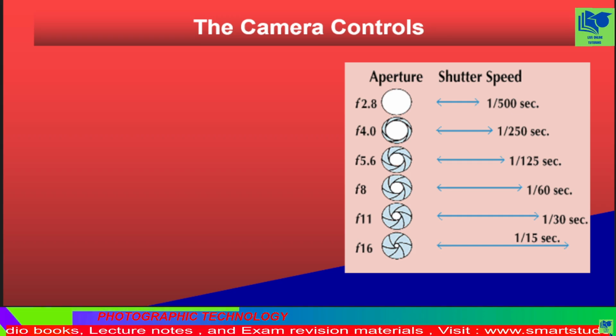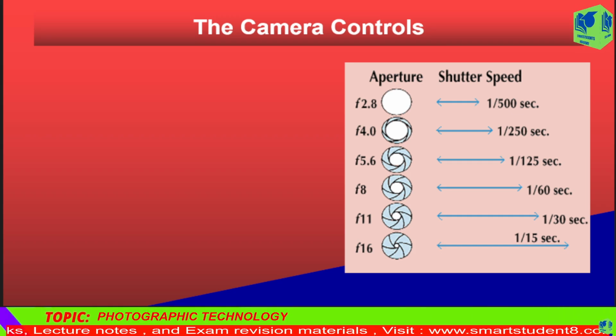We're going to focus on 3 major things: shutter speed, aperture, and film or sensor in digital cameras. Think of these as the building blocks of photography. 1. Shutter speed. The blink of your camera.